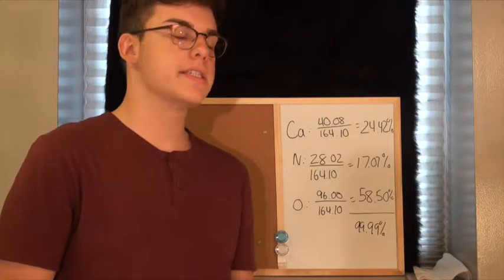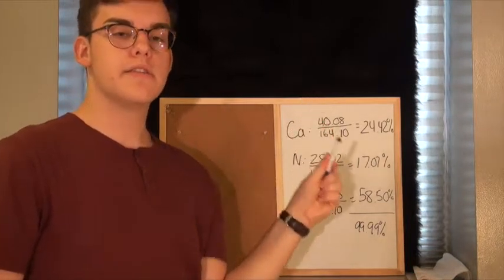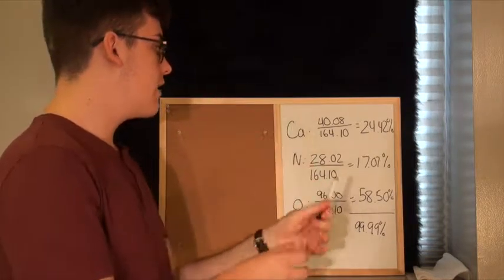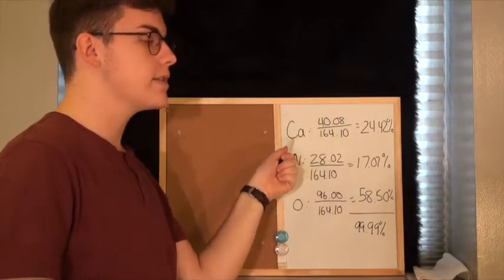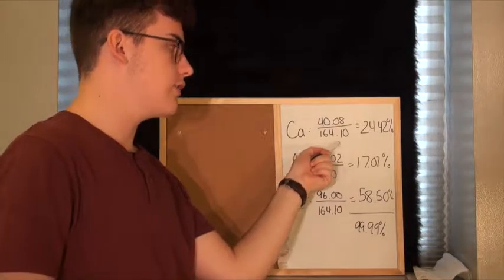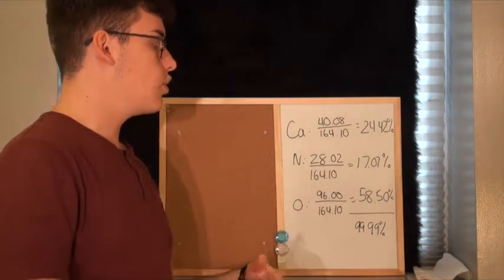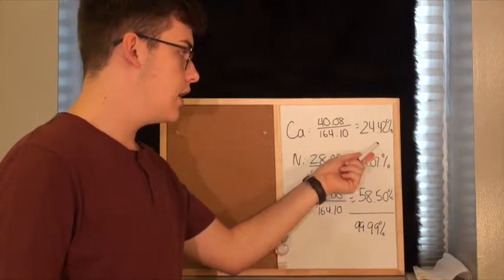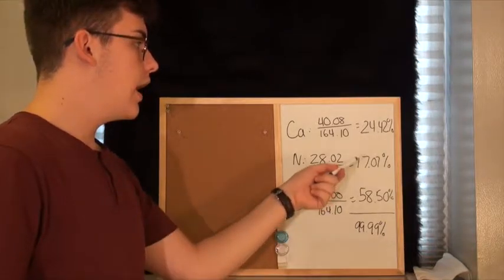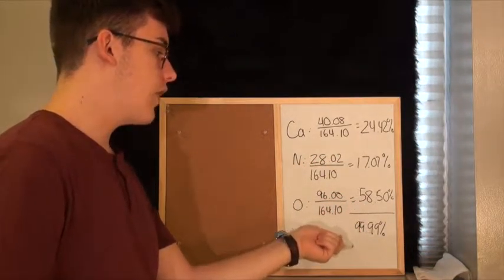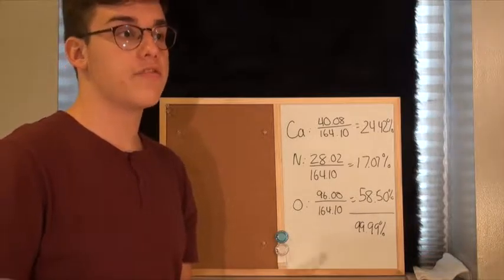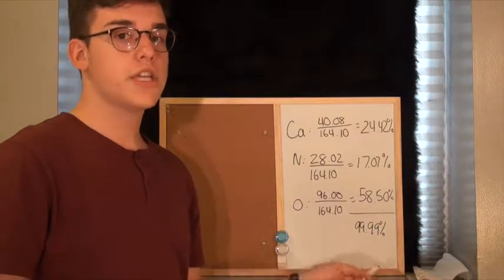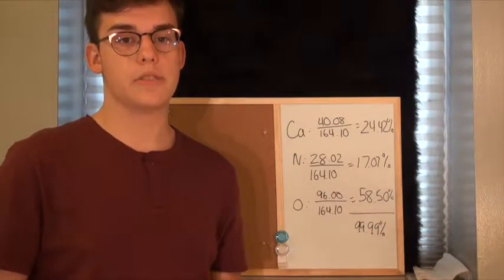Okay, so your final step is to take your entire mass of one element and divide it by the entire molar mass of the entire compound. For example, we only had 40.08 grams of calcium divided by 164.1 grams per mole of calcium nitrate. So that gives us 24.42%. You do the same thing for the other elements, and then when you add up all of the percentages, you find that it is equal to 100%, if not very close to 100%. In this case, we have 99.99%. So that gives you the percent composition of one compound.